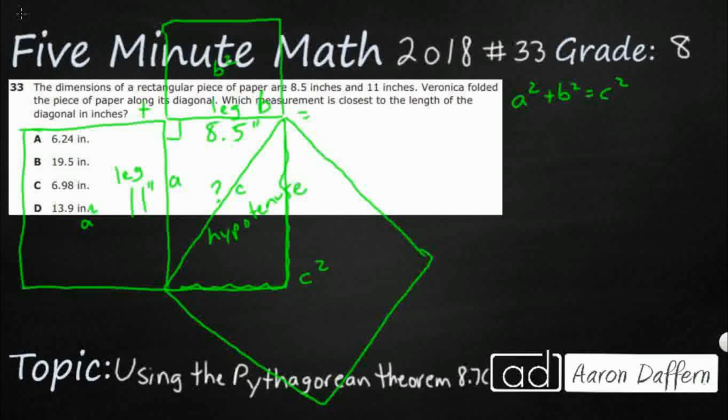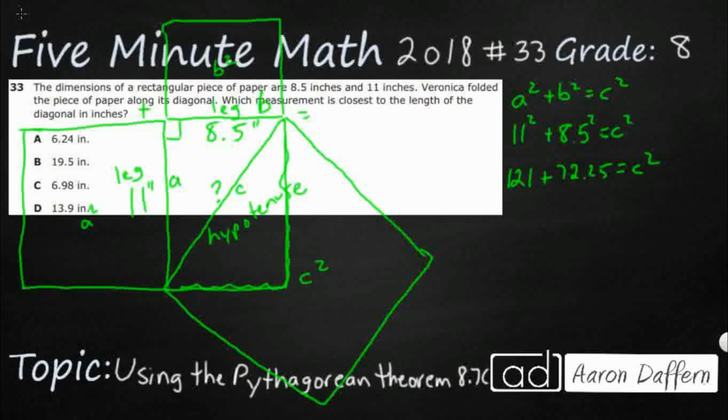So we're going to call 11 inches our A, so that's going to be 11 squared. 8.5 inches is going to be our B. And we don't know what side C is. That's what we're looking for. So 11 squared plus 8.5 squared equals C squared. All right, well, I know my 11s. That's 121. So that's 11 times 11, not 11 times 2. I don't know 8.5 squared, so I'm going to have to use my calculator for that. So that's going to be 72.25, and that equals c squared.